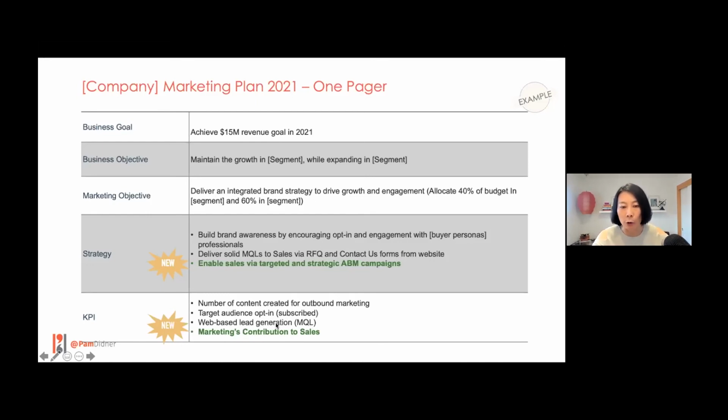Web-based lead generation, okay? And because they want to build some sort of thought leadership, they also have to have content to reach out to people. So the number of pieces of content created for outbound marketing is also critical. They need to create content on a regular basis, right? If they do account-based marketing, they want to be able to track marketing's contribution to sales. So did you see the connection between how you write a strategy and how that translates into key performance indicators?